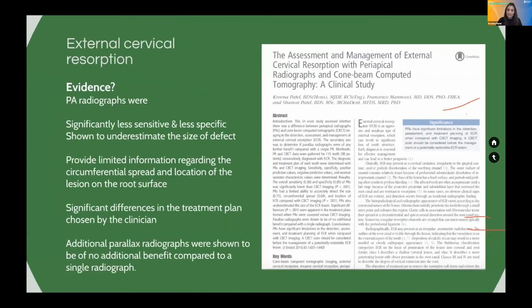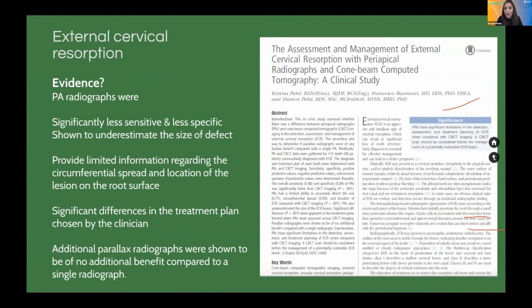In terms of evidence, this is a paper that I published during my postgraduate training. What I looked at was, is a cone beam CT necessary for the management of external cervical root resorption? So I looked at periapical radiographs and compared them to parallax radiographs and compared them to cone beam CT. We showed them to many endodontists and many postgraduate endodontic trainees. And what we found was that periapical radiographs were significantly less sensitive and specific in detecting the lesion. They significantly underestimated the size of the lesion.